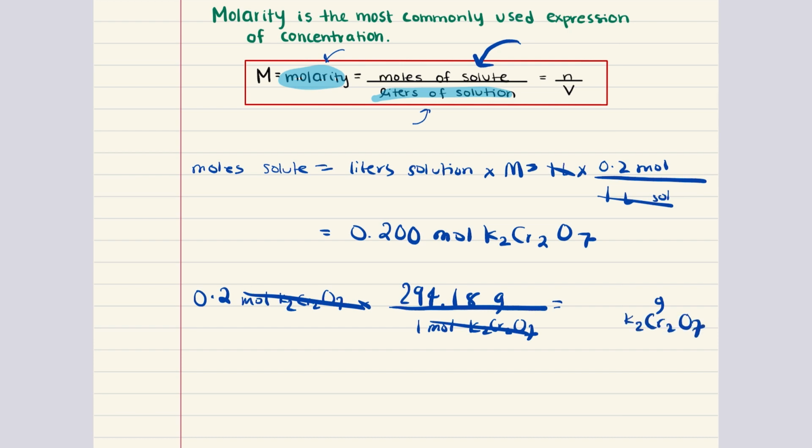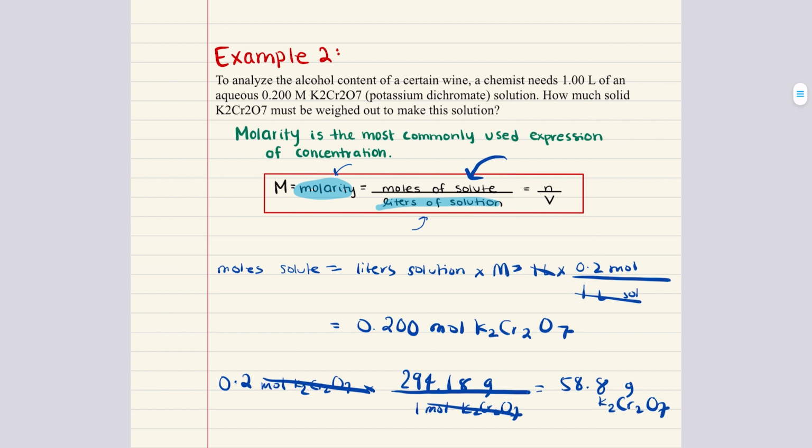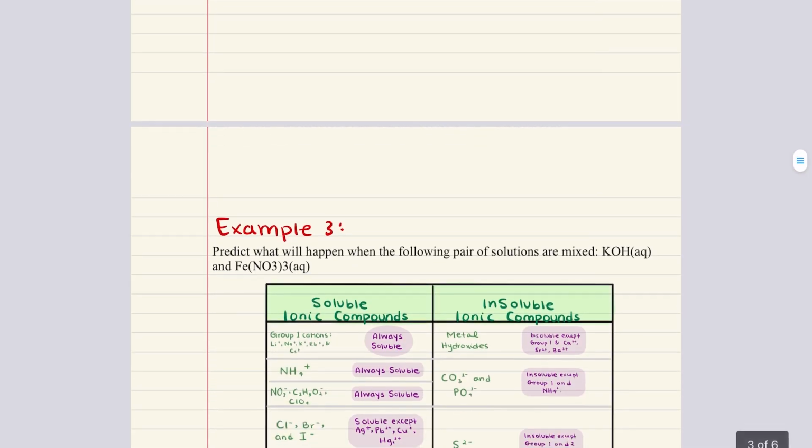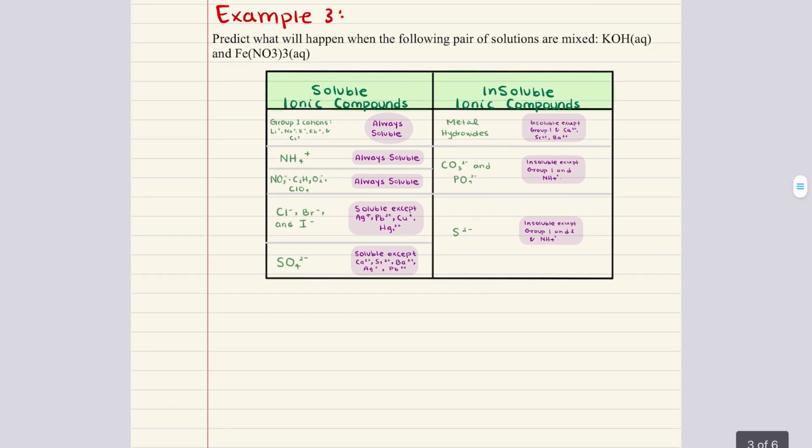Plug this into a calculator. We're going to get 58.8. And so the amount of solid potassium dichromate that needs to be weighed out to make this solution is 58.8 grams. And there we have it for problem 2. Let's go ahead and move into problem 3.